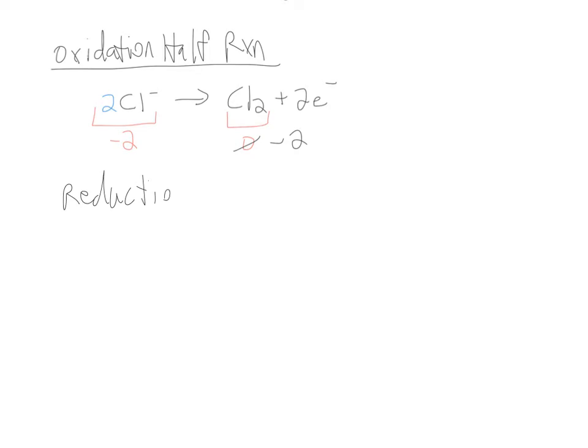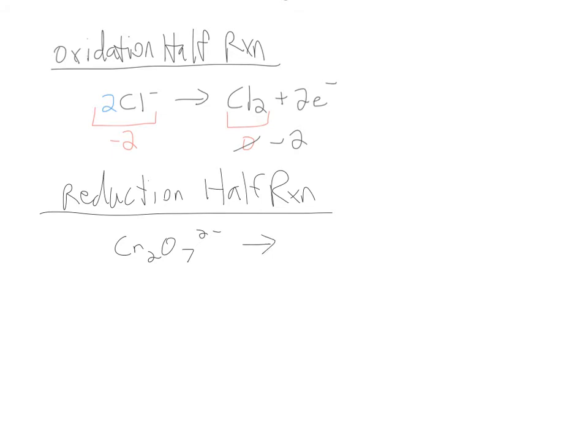Let's turn our attention to the reduction half reaction. The element reduced was chromium. On the left side of the equation, it existed in the dichromate ion, and on the right side of the equation, the chromium 3 ion.